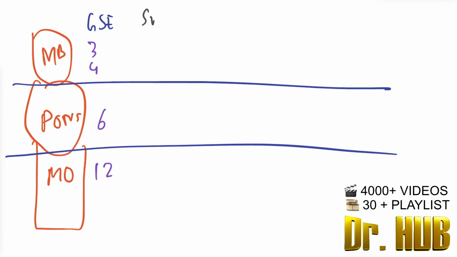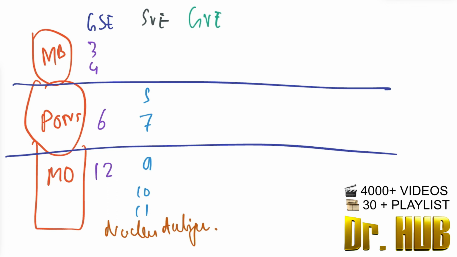Then moving on to the SVE. Under the pons there is going to be 5 and 7, and in the medulla oblongata there is going to be 9, 10, 11. That is the nucleus ambiguus. Then we move on to the GVE. Under GVE there is 3, there is also the presence of the salivary nuclei, and under the medulla oblongata there is the dorsal nucleus of the vagus, DNV, and this includes the 10.